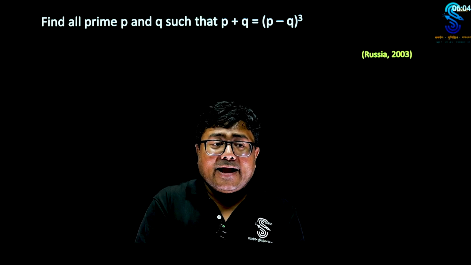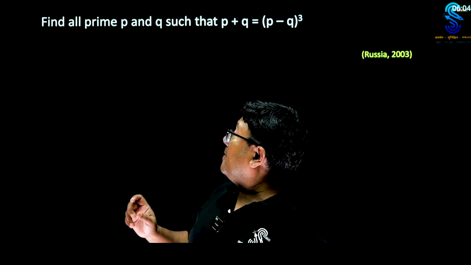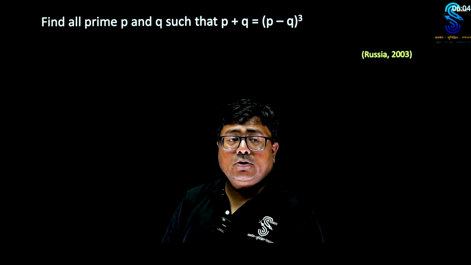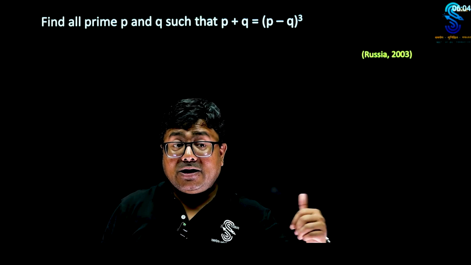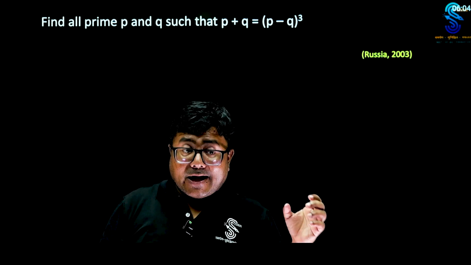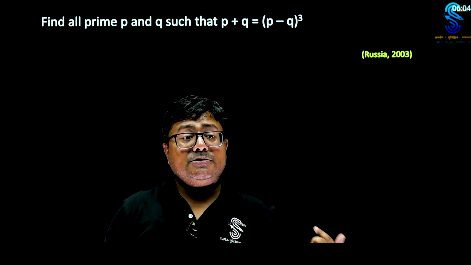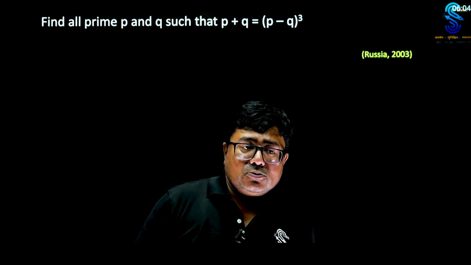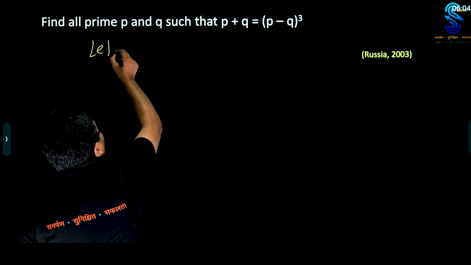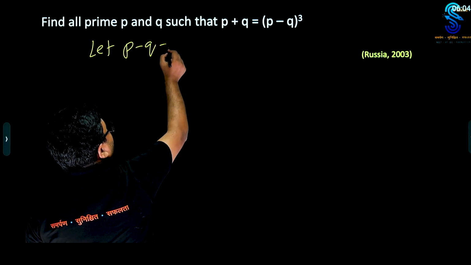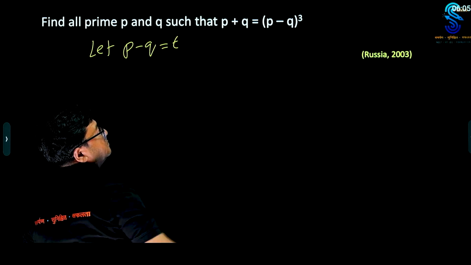So do I have an alternative? That means, can I solve this without expanding (p minus q) whole cube? The main obstacle is (p minus q) whole cube. If I expand it, it becomes more complicated. So what is the solution? Maybe I can write, let p minus q is equal to something, say t.